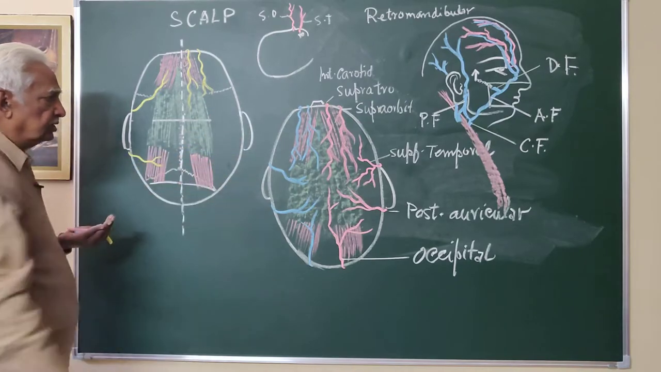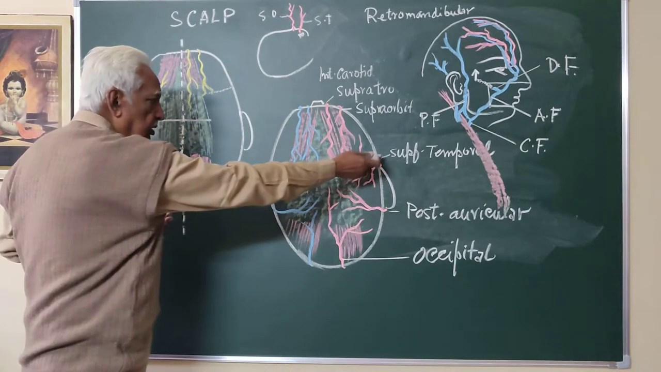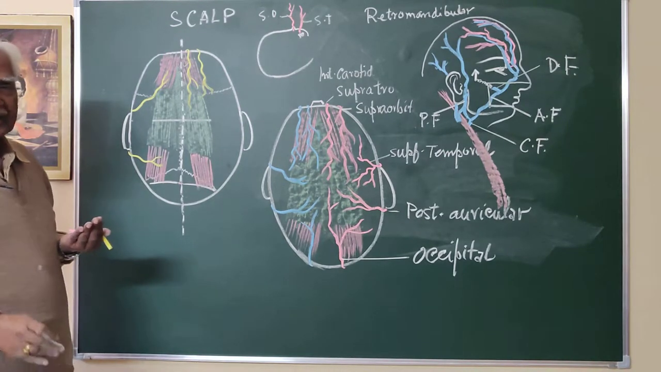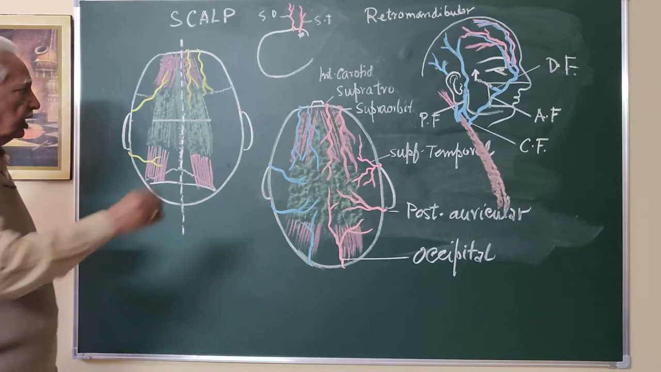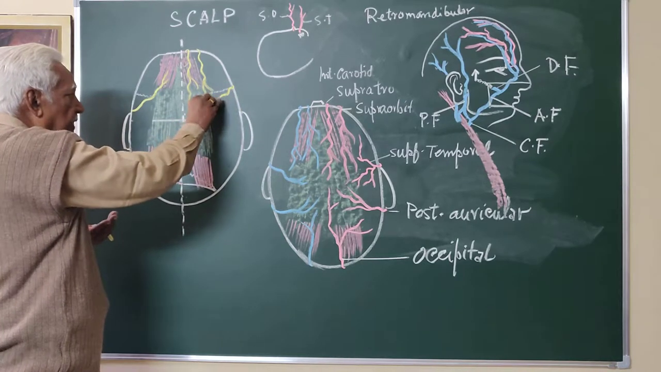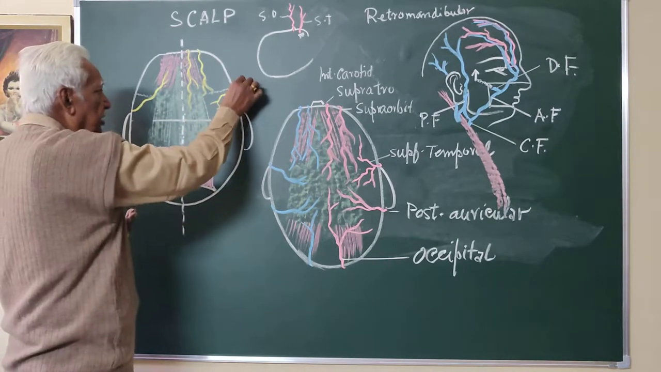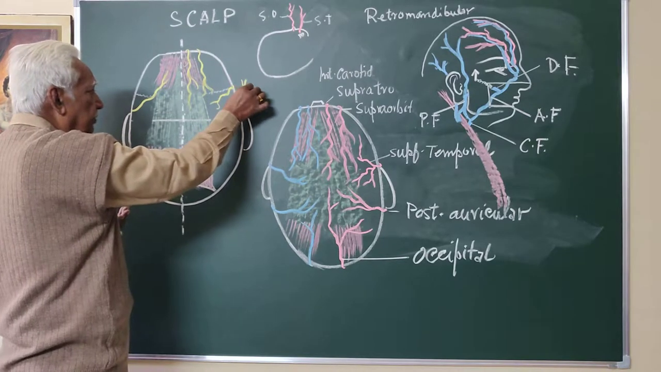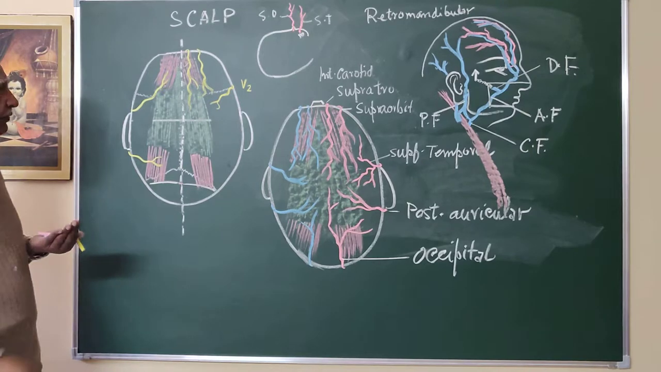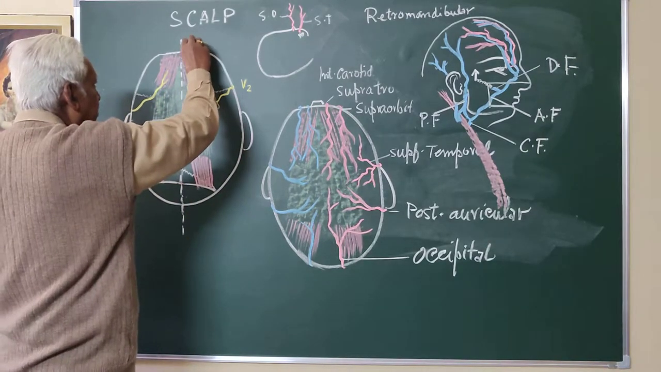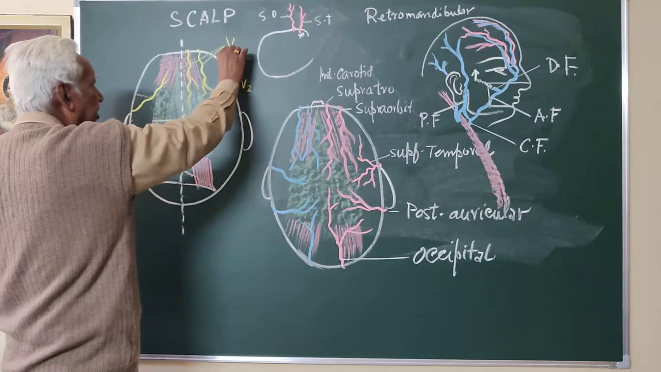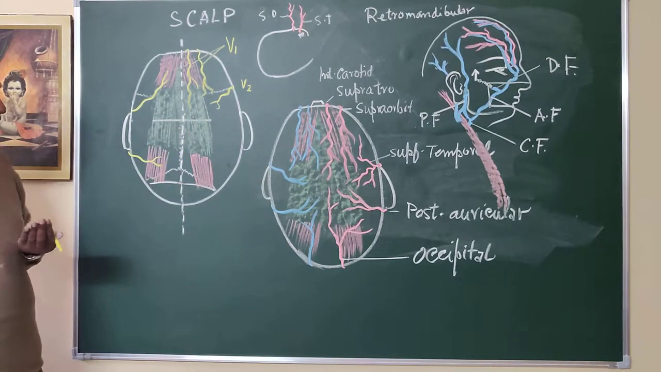Now in front of the auricle, you saw that there was a superficial temporal artery. The nerves are slightly different in name, and one nerve comes a little more in front of the ear, that is a branch from the maxillary division of the trigeminal nerve, which we commonly represent with V2. V stands for 5, and these two branches, supratrochlear and supraorbital, both are branches from the ophthalmic division, which is the first division of the trigeminal nerve.